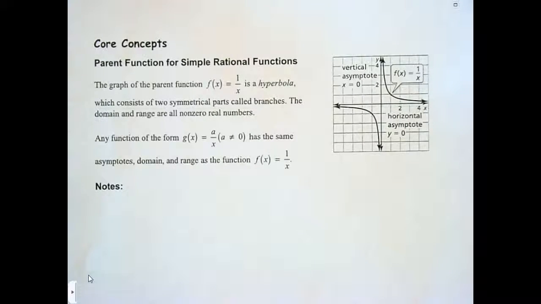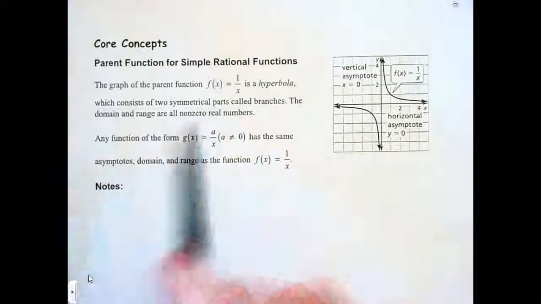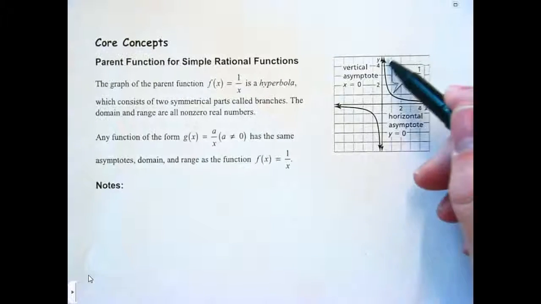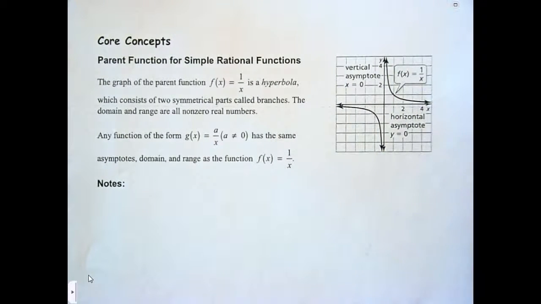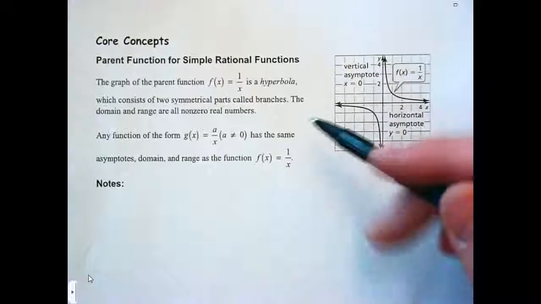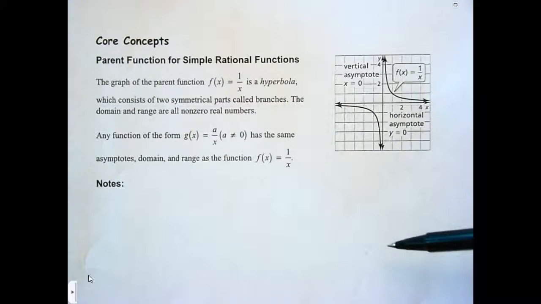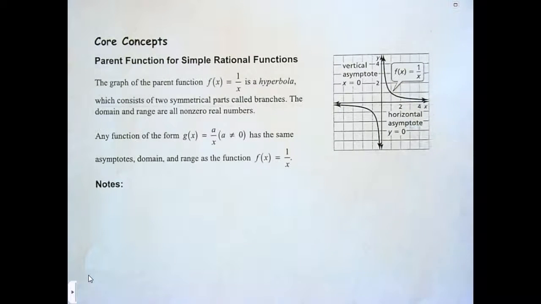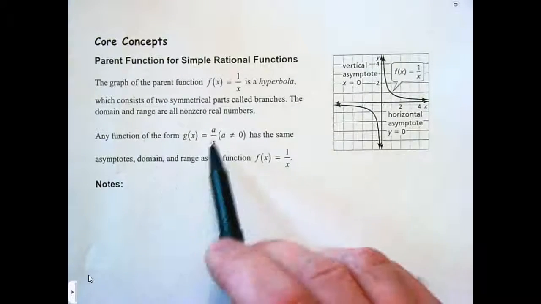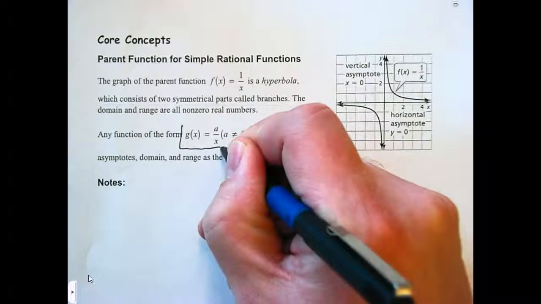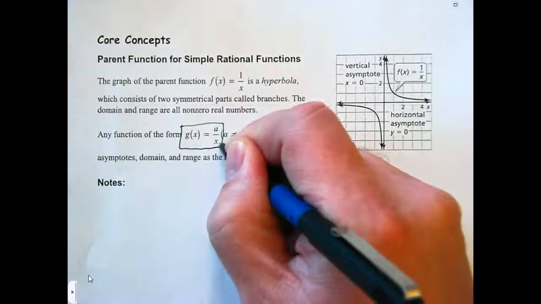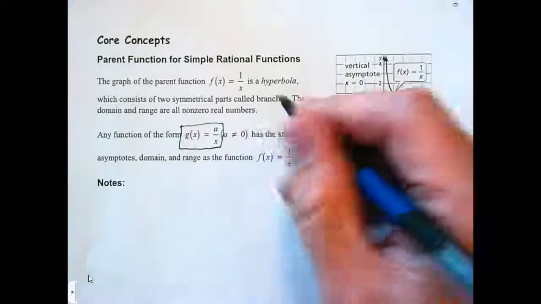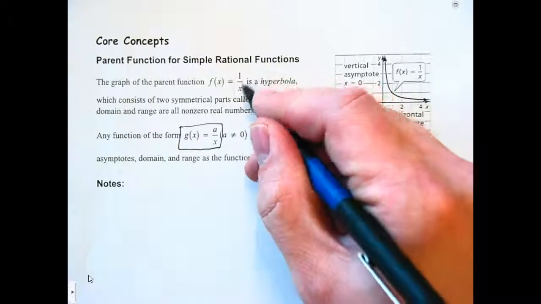All right. It consists of two symmetrical parts called branches. That would be these pieces here. The domain and range are all non-zero real numbers. That means that the domain cannot be 0 and the range cannot be 0. I'll go into further detail on why it can't be 0 in a minute. But in this simple format, that means you're not adding or subtracting anything to the x on the bottom, and you're not adding or subtracting anything outside of this fraction here. Okay?